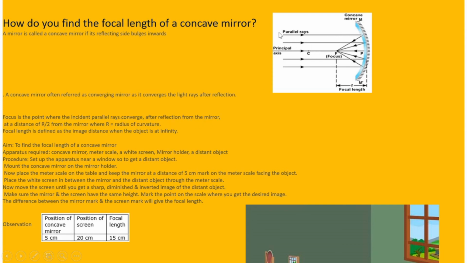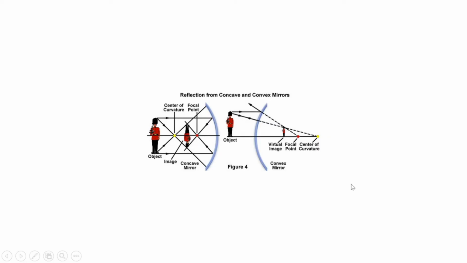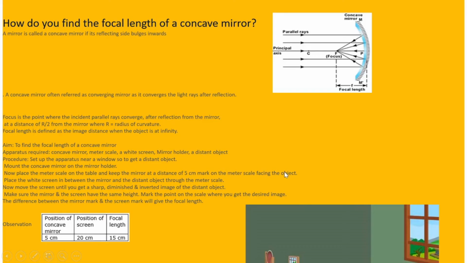See, all these parallel rays are converging at one point. All are meeting at one point. These all are reflected rays. These are incident rays, parallel rays. This is the principal axis and they are meeting at one point. This is converging. But whereas we have seen here, it is diverging. How are they diverging? The incident rays are diverging. They are not converging for a convex mirror.